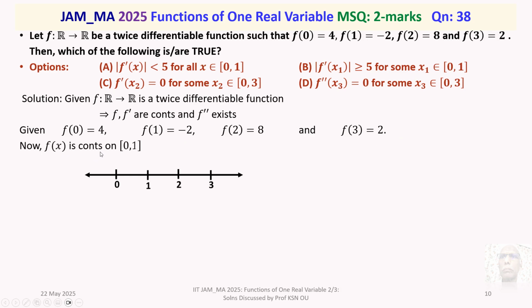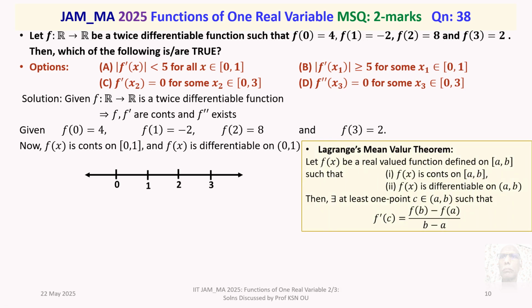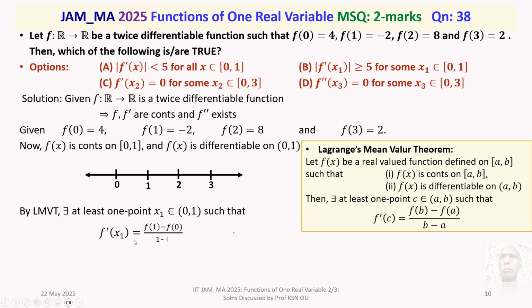We concentrate on 0 to 1. Now f of x is continuous on 0 to 1, correct? f of x is differentiable on the open interval 0 to 1, correct? Therefore, we use Lagrange's mean value theorem. By Lagrange's mean value theorem, there exists at least one point x1 in the open interval 0 to 1 such that f prime of x1 is equal to f of 1 minus f of 0 over 1 minus 0. That is minus 2 minus 4 over 1 minus 0, that is minus 6.